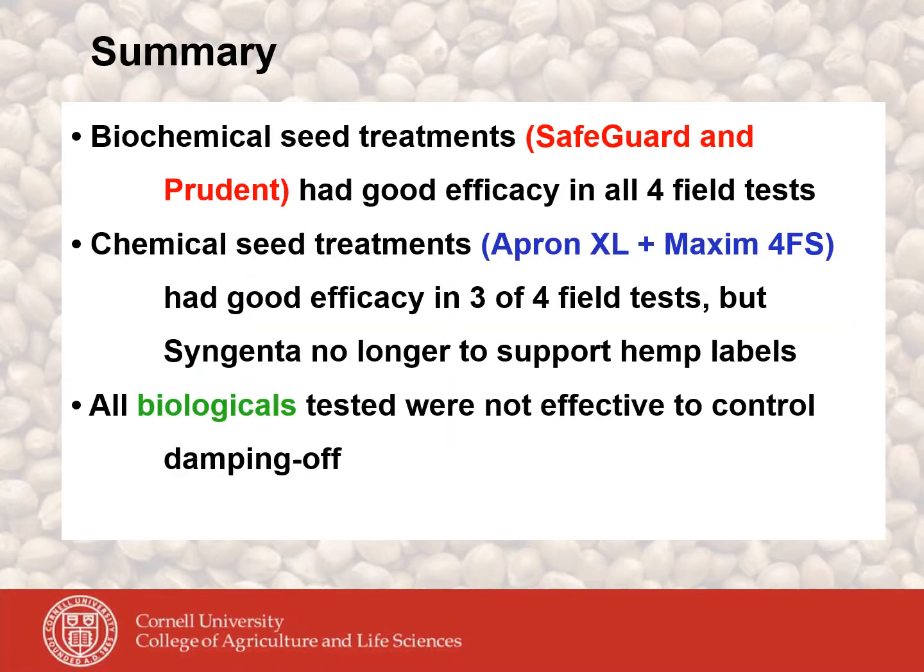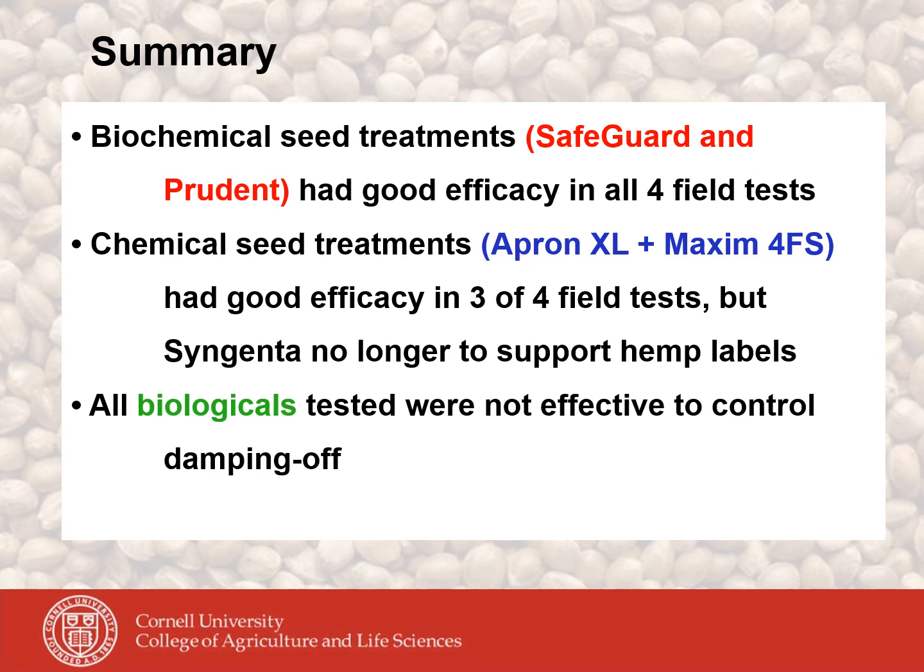So let's go ahead and summarize where we're at with this. Our biochemical seed treatments, the Safeguard, which was the organic copper, and the Prudent, which is a phosphite, had good efficacy in all of the studies, the data that we have in hand at this point in time. The chemical seed treatments, Apron XL and Maxim, still had good efficacy, and again, these are tried and true chemical seed treatments that are widely labeled.